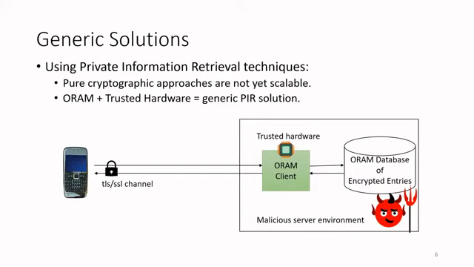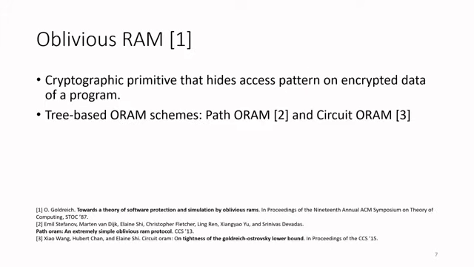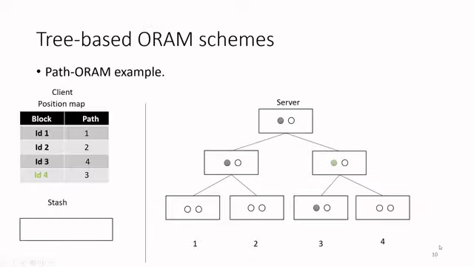In the next few slides, we will explain what ORAM is and what trusted hardware we use for this work. ORAM is a cryptographic primitive first introduced by Oded Goldreich to hide the data access pattern of a program. There are several design paradigms for ORAM, but in this work we use two constructions of tree-based ORAM, which are Path ORAM and Circuit ORAM.